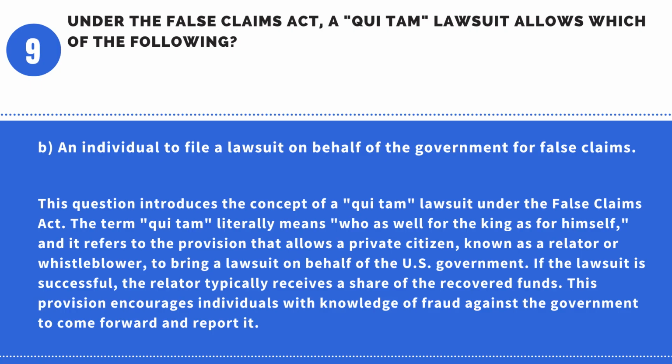This question introduces the concept of a qui tam lawsuit under the False Claims Act. The term qui tam literally means "who sues for the king as well as for himself," and it refers to the provision that allows a private citizen, known as a relator or whistleblower, to bring a lawsuit on behalf of the U.S. government. If the lawsuit is successful, the relator typically receives a share of the recovered funds. This provision encourages individuals with knowledge of fraud against the government to come forward and report it.